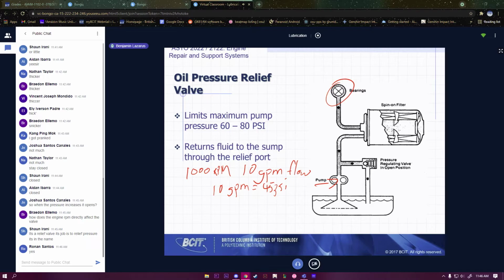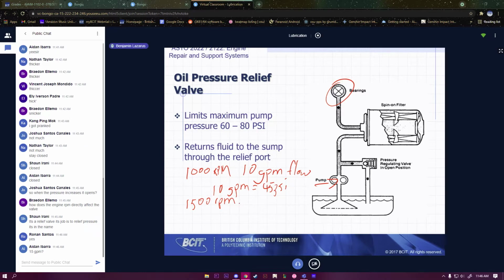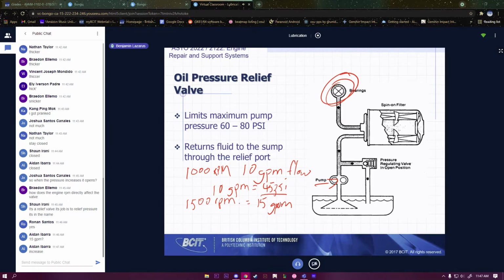Okay, let's increase to 1500 RPM. What is my flow rate going to be? I've kept the math simple. It's not completely out of range here. So how much oil is this pump going to pump? How many gallons per minute? 15, yeah. Equals 15 gallons per minute. What will happen to my pressure? Because I've got the same size hole here. If I'm going to try and pump 15 gallons per minute through the same size hole, what kind of pressure do you think it'll hit? 70 PSI maybe? Sound about right? I'm going to go from 45 PSI up to 70.